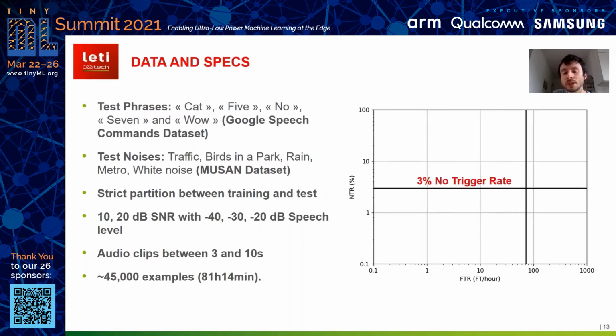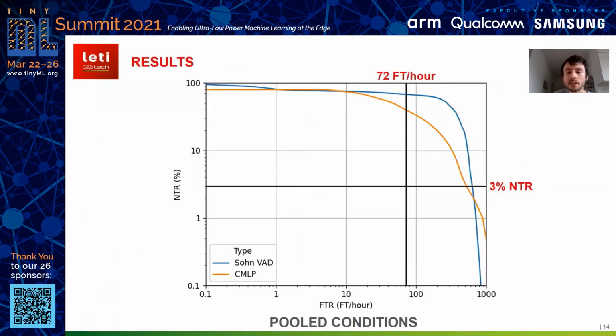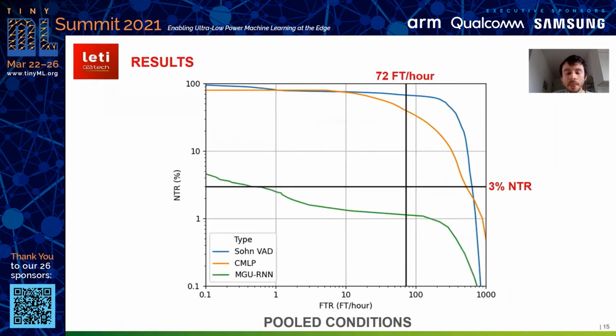The specification we are concerned with is the no trigger rate, which impacts the performance of the whole system. And the false trigger rate will give us the amount of power saving in a specific noise environment. So we want to operate in that green area. The SONVAD and the CMLP in pool condition are not performing close to the specification we chose, as the MGU does, that's the floating point version. So you can see a really big improvement at the 3% no trigger rate operating point.